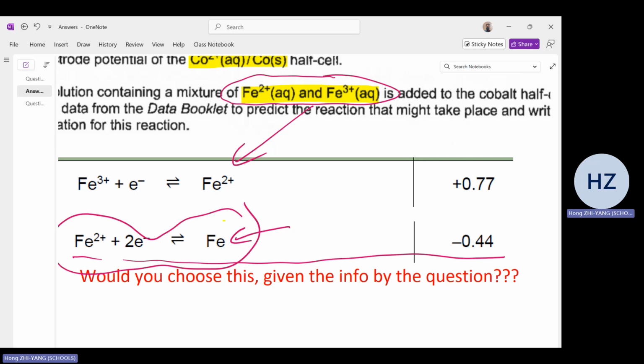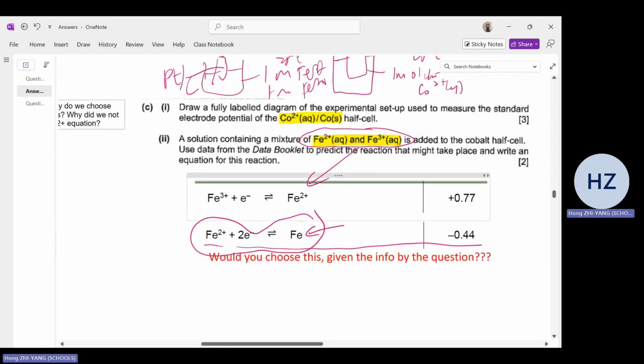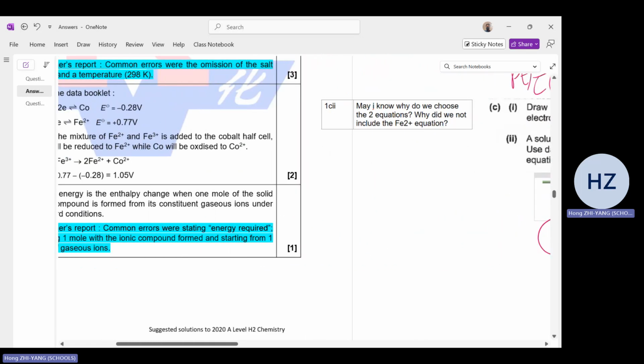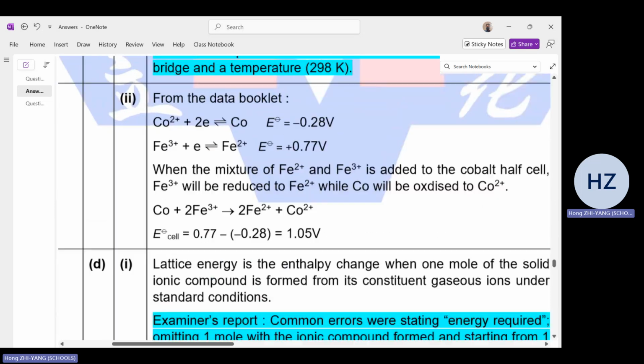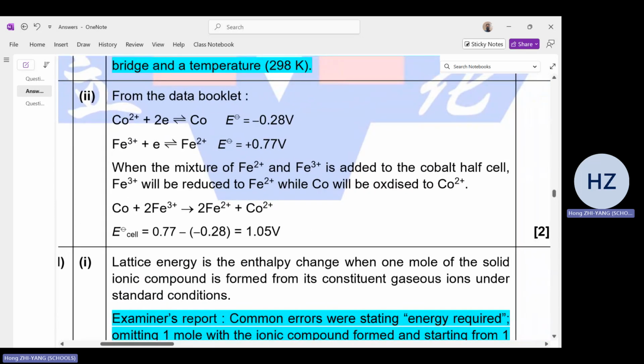All right, so that's it for 1C part 2. I hope this one is useful. And if you need more help on why certain equations cannot be chosen and so on, you can let your tutors know. Otherwise I will move on from here.